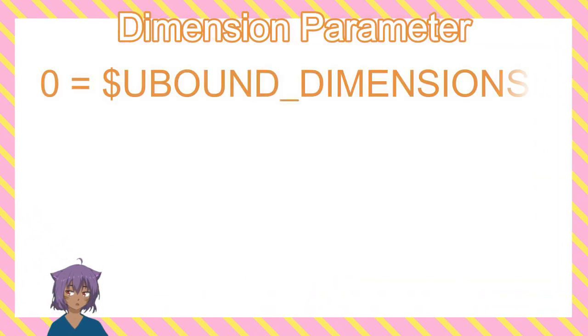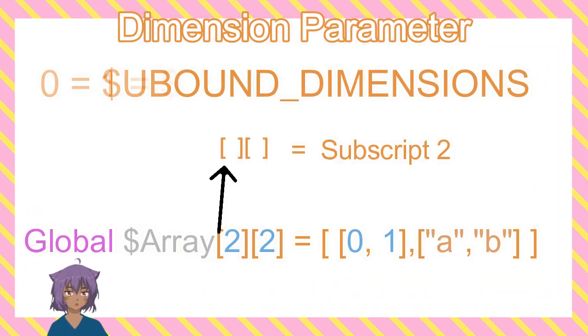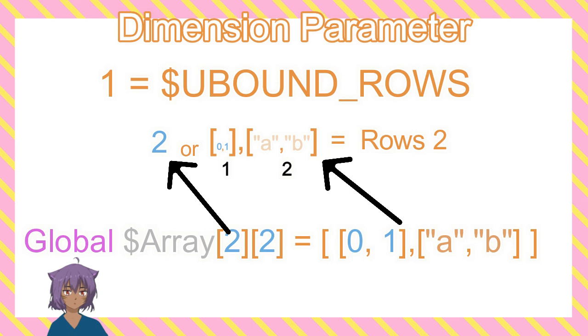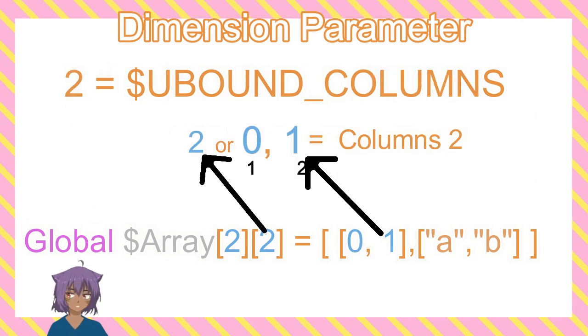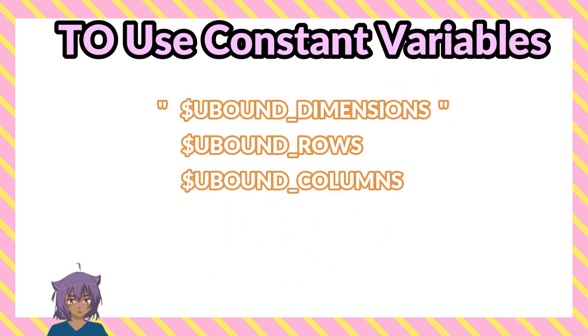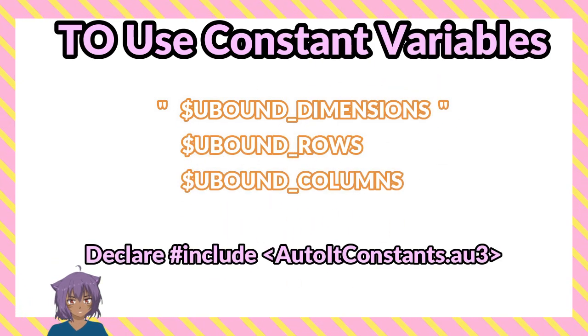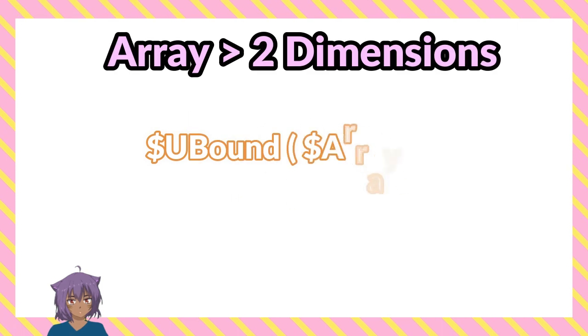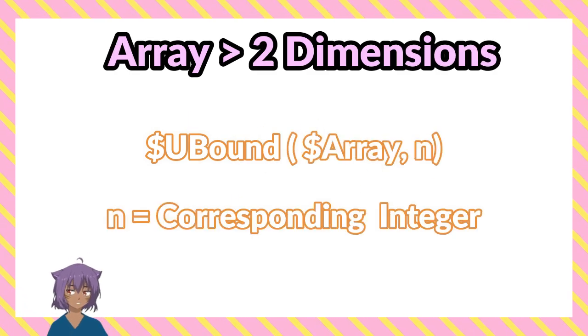The dimensions parameter can be 0, the number of subscripts in the array; 1, the default, or the number of rows in the array; and 2, the number of columns in the array. We can use a constant variable as an alternative from the AutoIt constants script. Furthermore, for arrays with more than 2 dimensions, just use the corresponding integer.